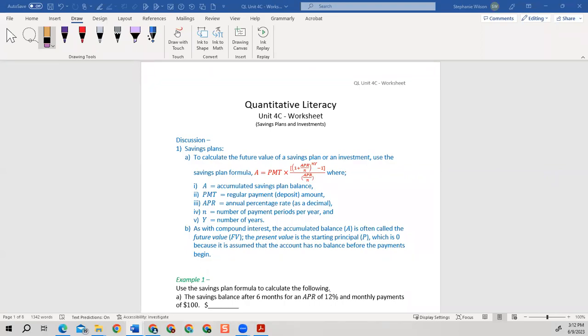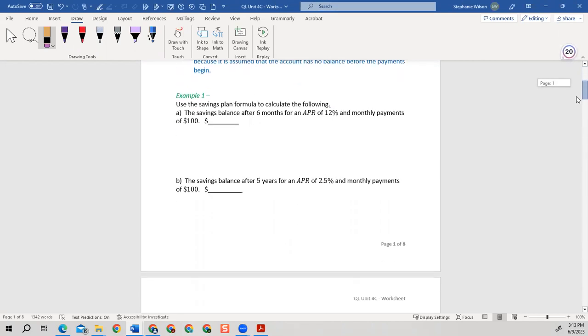Savings, plans, and investments. So if you want to pause this video at this very moment just to write down the helpful information written in blue and red, I would do that. We're going to use that formula. Now let's move on to our first application problem.